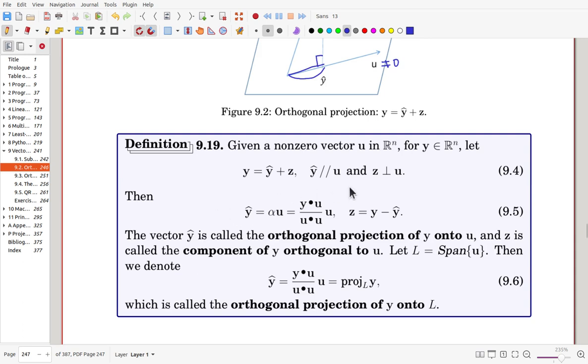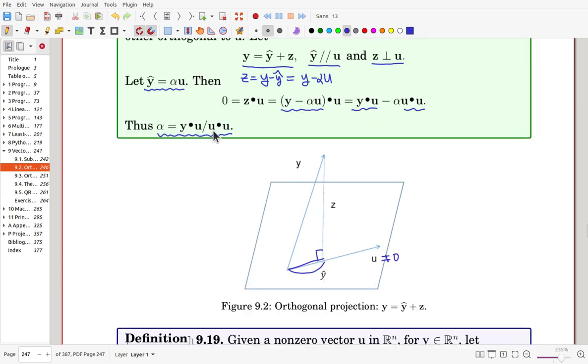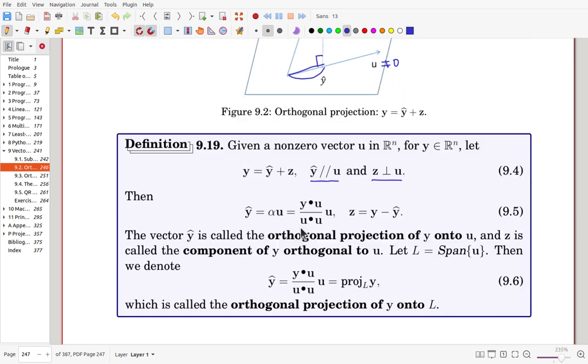Given a non-zero vector u in Rn and y in Rn, let y be y hat plus z, where y hat is parallel to u, and z is orthogonal to u. Then we may start with y hat is alpha u because it's parallel to u, and alpha we already found here, y dot u over u dot u, right? And once y hat is determined, then z can be decided by subtracting y hat from y. That is the definition. The vector y hat is called the orthogonal projection of y onto u, and z is called the component of y orthogonal to u.